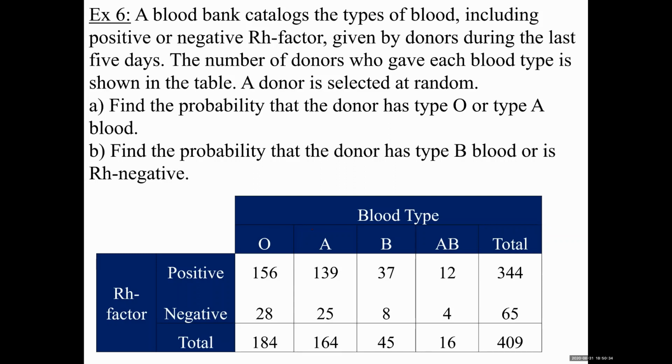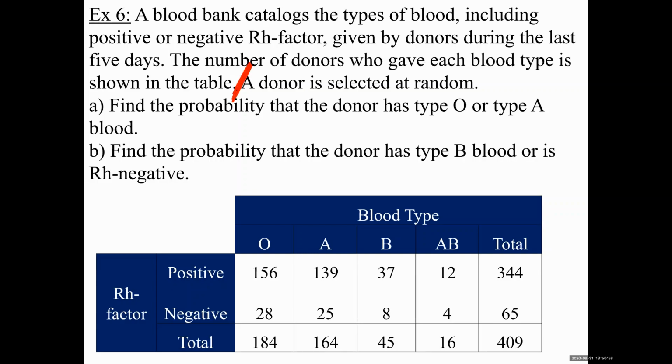Was it type O, A, B, or AB? And then was it positive or negative, meaning O positive, O negative, A positive, A negative. So we wrote down both those things, what blood type and what was the Rh factor for the blood for each of the 409 people. And we get this table over here. The number of donors who gave blood, each type of blood, is shown in the table.